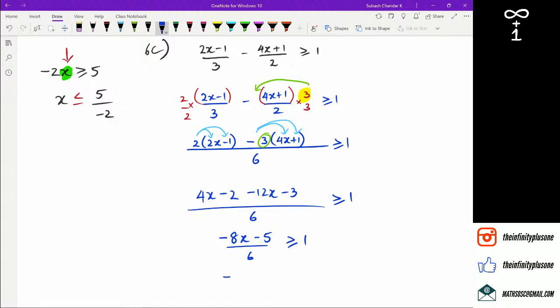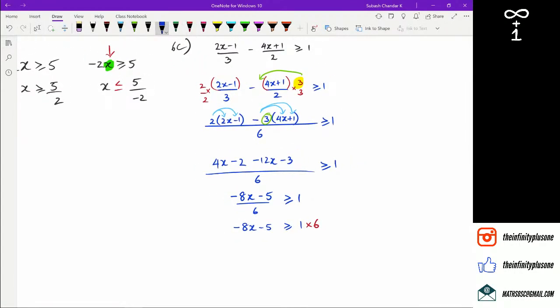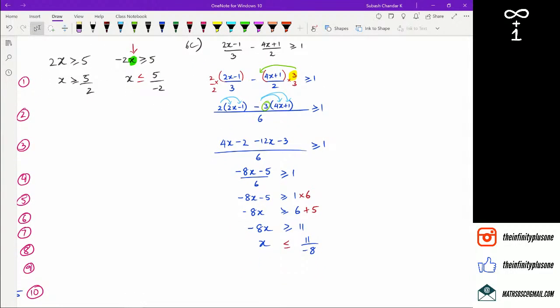Now get rid of the 6 to the other side. So I've got -8x minus 5 is greater than or equal to 1 multiplied by 6. And then I've got -8x is greater than or equal to 6. Minus 5 when it comes to this side becomes plus 5. And so I've got -8x is greater than or equal to 11. And then x is equal to 11 divided by -8. And because I'm dividing by a negative number, I need to switch the symbol to the other side.